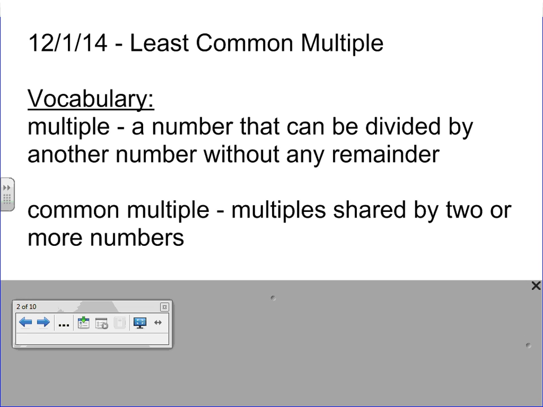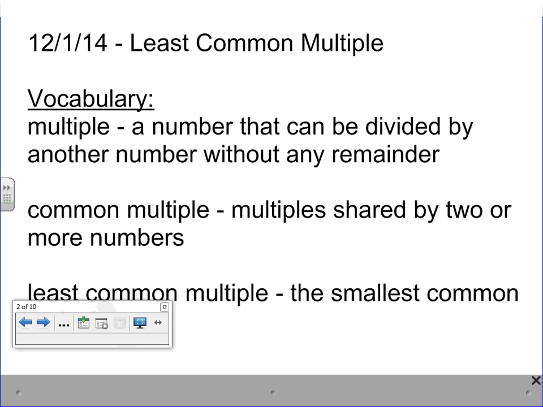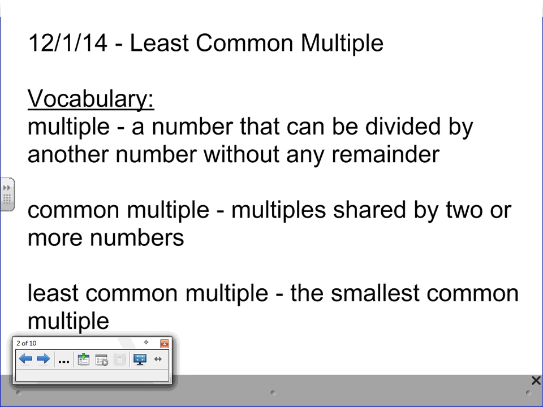Common multiples, then, are multiples that are shared by 2 or more numbers. 10 is not the only multiple of 2, and 10 is not the only number that has a multiple like 5. 5, for example, also has 10 as a multiple because 5, 10, 15, 20, and so on. So there are different numbers that are going to have similar multiples. And then the last part here will be the least common multiple. And that's just the smallest multiple that two numbers would have in common, that they would share. And we're going to be trying to identify those today.